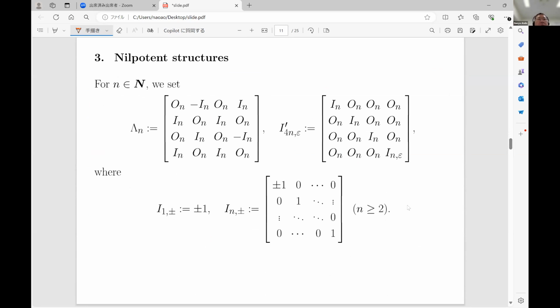In this section, I will explain the general definition of nilpotent structures of an oriented neutral vector bundle of rank 4n. For a positive, sorry, just a moment.